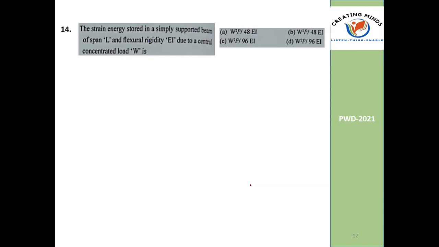C sir. Others? D sir. D. Observe here, when it is subjected to point load, what I have told, remember L cube.